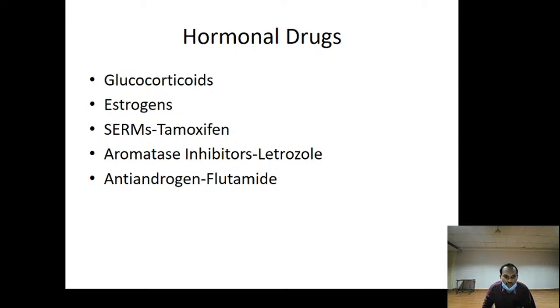CHOP-R. C is cyclophosphamide, H is hydroxydaunorubicin. Hydroxydaunorubicin is nothing but doxorubicin. And O is oncovin. Oncovin is another name of vincristine. Vincristine is also called oncovin. And P is prednisolone.